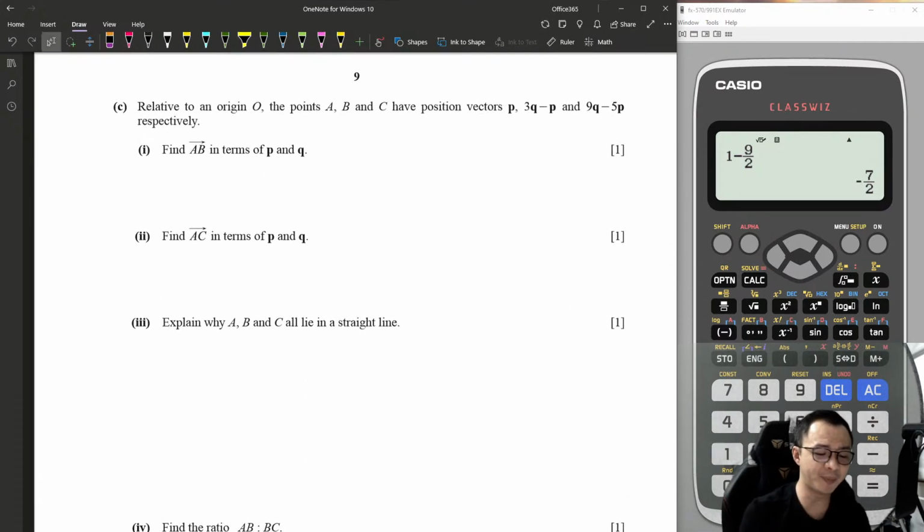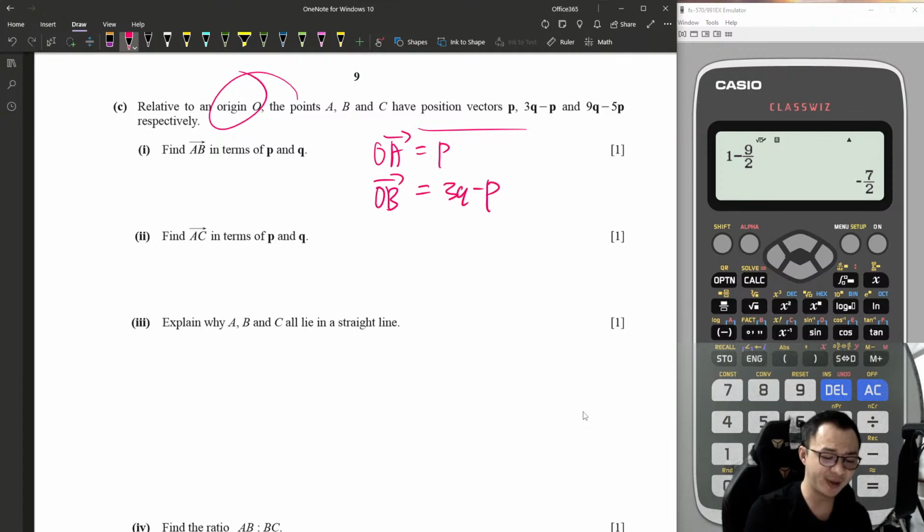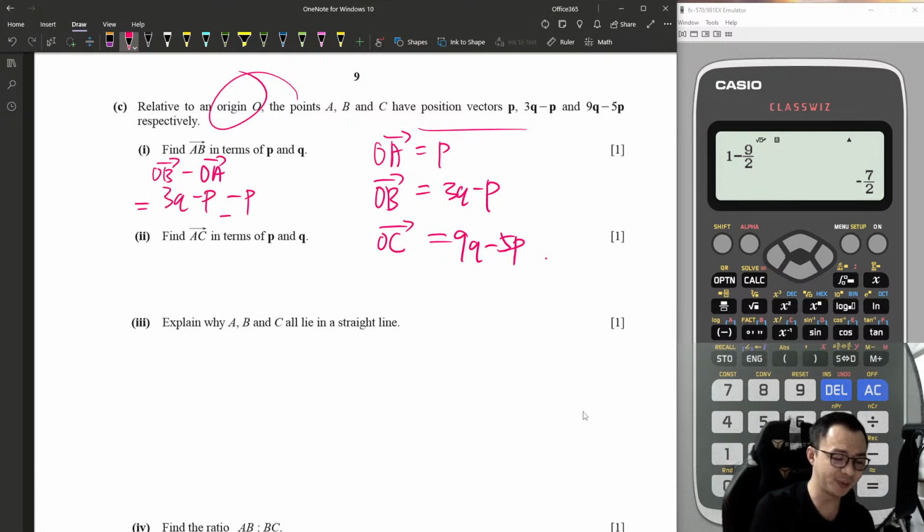Right, so we have the position vector. Position vector will always start with the relative origin O. So therefore vector OA is P. OB is 3Q minus P. And OC is 9Q minus 5P. Okay, find AB. So AB is basically OB minus OA, right? So it's 3Q minus P minus P, so it will be 3Q minus 2P. Done. It's just 1 mark, and you should get this 1 mark.